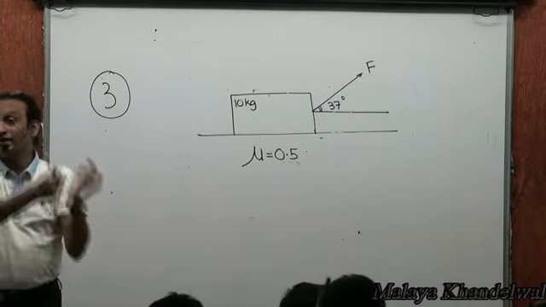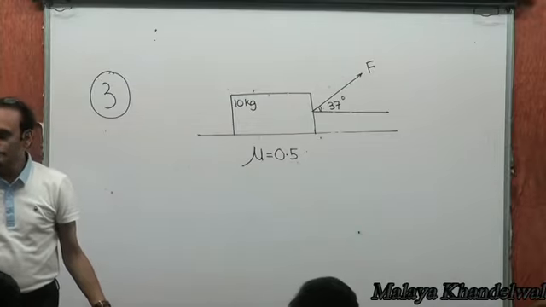So let me find out two values of F. One, that will cause the block to get lifted. Two, that will cause the block to slide. Yes or no? Let me see which is smaller. Whichever is smaller, that event will happen first. Yes or no? Pradyum?